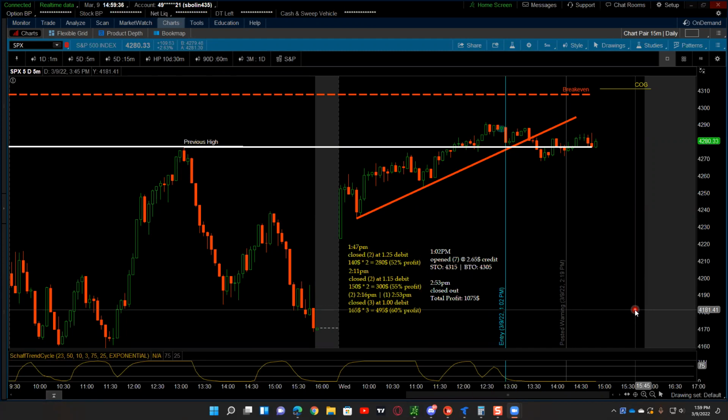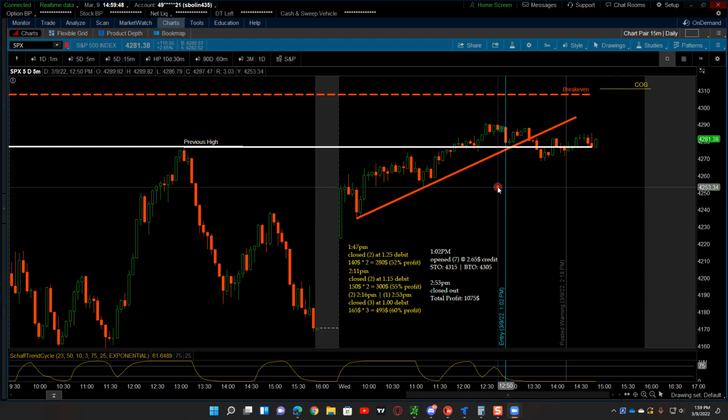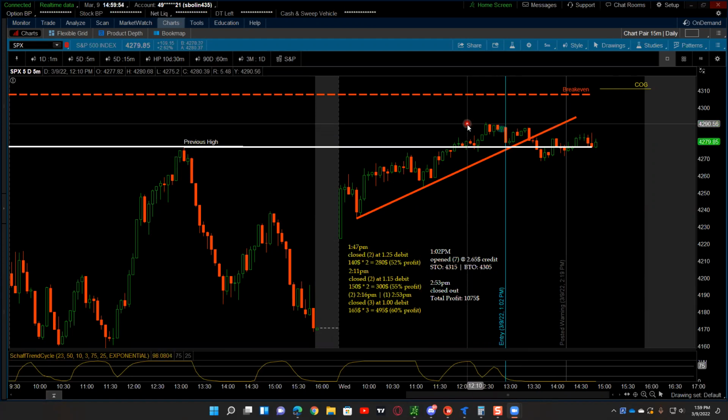So we're going to do a little bit of a trade review. 0 day on the SPX. Opened up the trade here where that cyan colored line is at 1:02 p.m. We had to wait for the econ to come out. There was an economic report, it was the 10-year bond, and that came out at 1. So we waited for that.